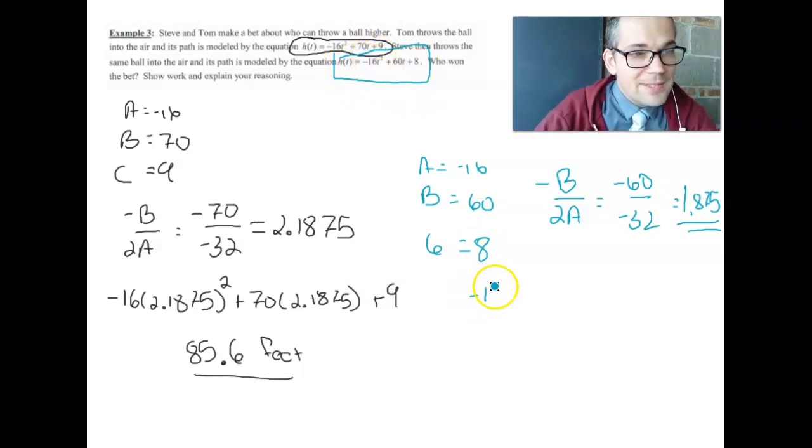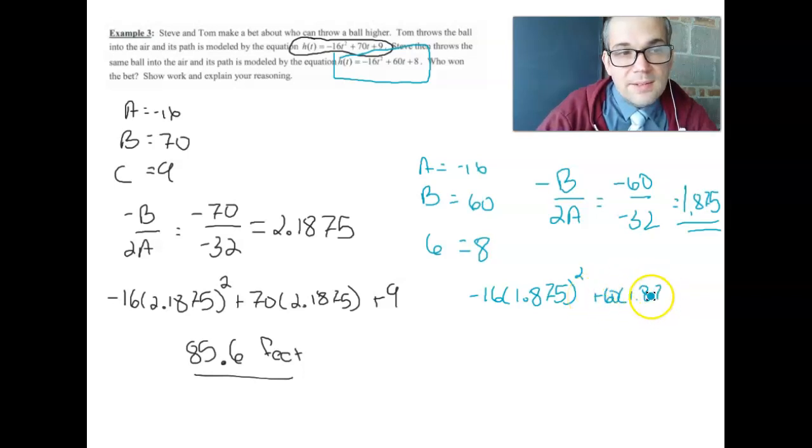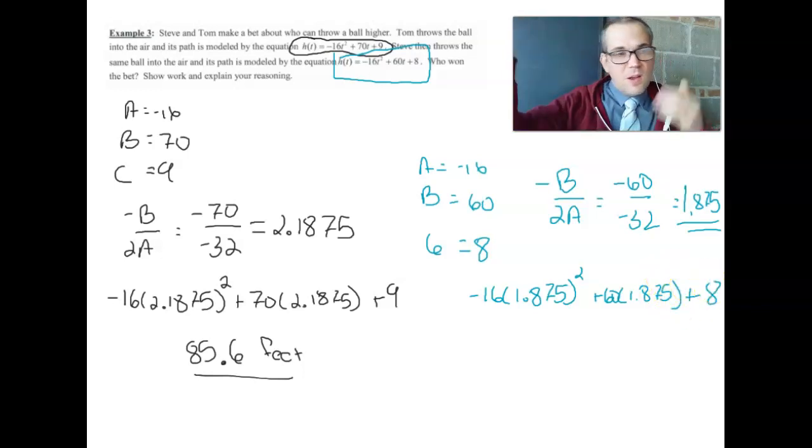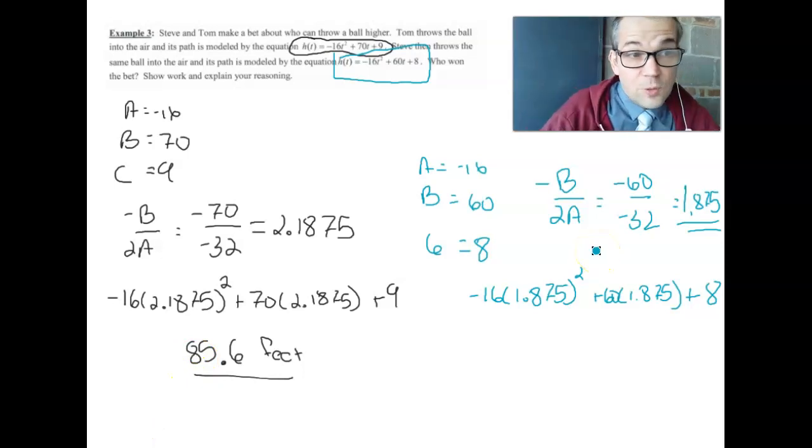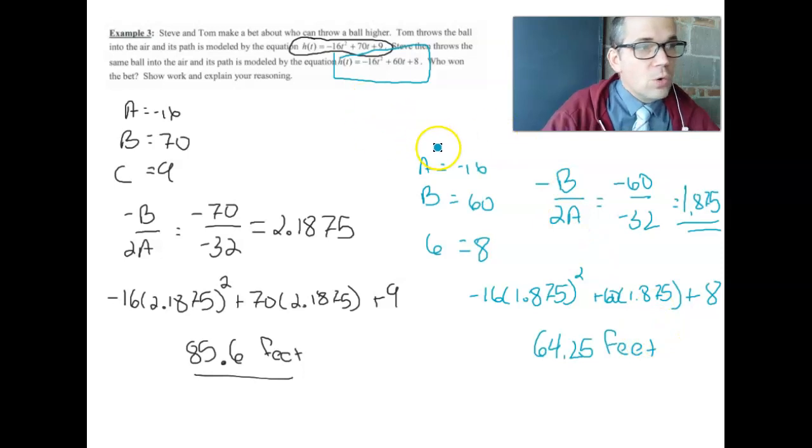So that'll be negative 16 times the time when it reaches the highest point, squared, plus 60 times 1.875, plus the 8 feet that it already was off the ground when it left his hand. So again, calculator time. Assuming I didn't make any weird calculator errors, I got a value of 64.25 feet. So now to answer the question, who won the bet?